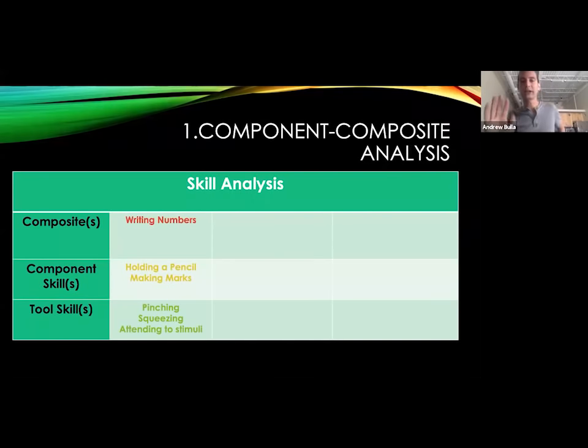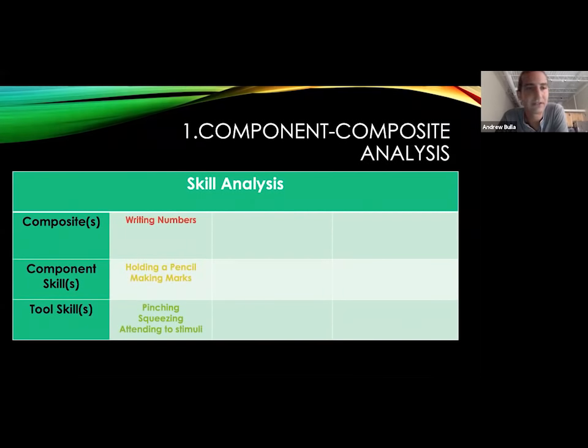So I want you all to recognize that these skills aren't linear. It's not like you first teach pinching and then you teach holding a pencil and then you teach writing numbers. What we're doing is we're working on these skills because they're predicting growth on higher level skills. So if I work on pinching, squeezing, and attending to stimuli to fluency, I'm going to get growth on my component without a whole lot of practice, such as holding a pencil and making marks. And if I'm getting growth on my component skill, I'm going to get or predict growth on my composite without having to do a lot of instruction at that level.